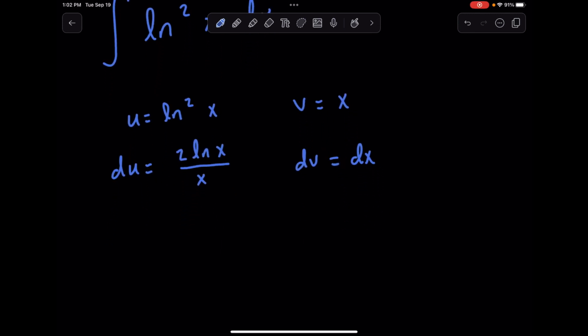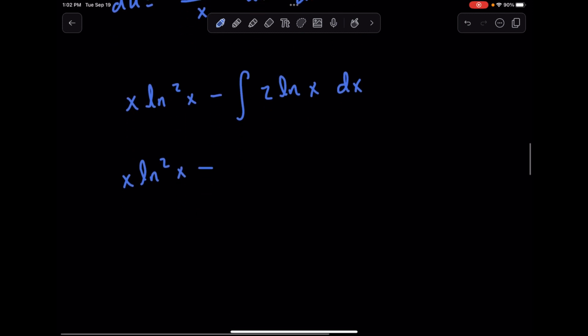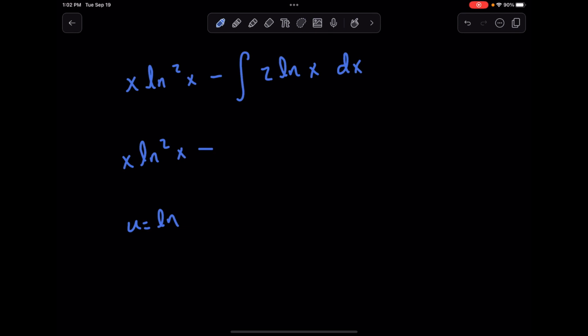Now we can use our integration by parts equation. So u times v is just x ln squared x minus the integral of v times du. This x will cancel with the x in the denominator, so this will just be 2 ln x dx. Now we need to integrate 2 ln x, and we just saw how to do that in the previous question. So we're going to have to use integration by parts again. This time u is ln x, du is 1 over x dx, dv is dx, and v is x.